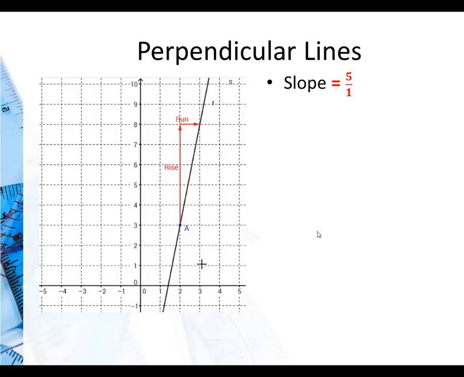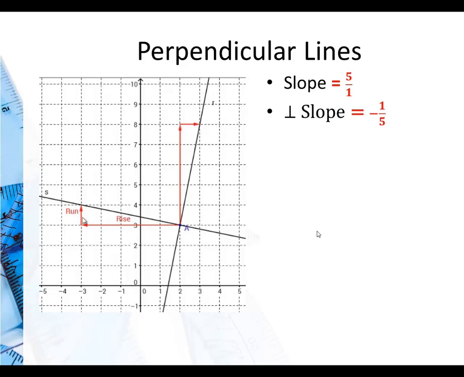In the original line, we have a slope of 5, which is the rise, over 1, which is the run. So the slope is 5 over 1, or 5. Now I'm going to rotate the line by 90 degrees around point A. And you can see that the slope of the new line, the rise is -1, and the run becomes +5. So the slope is -1 over 5.